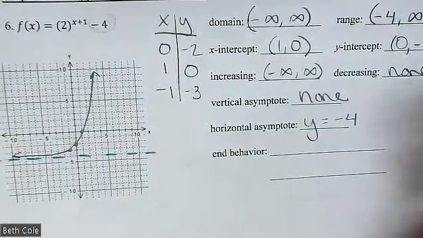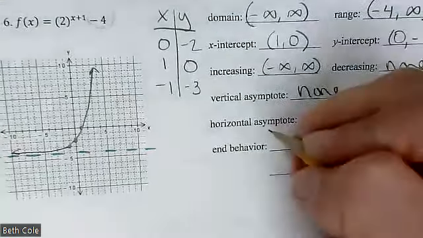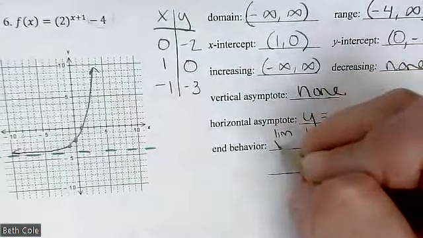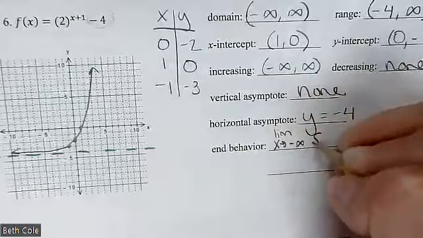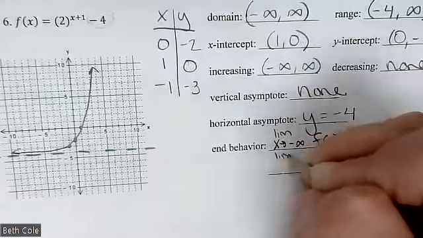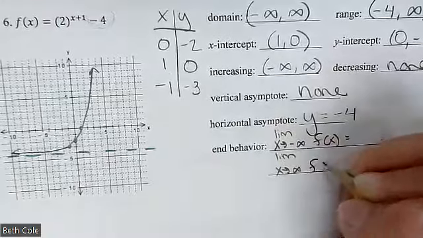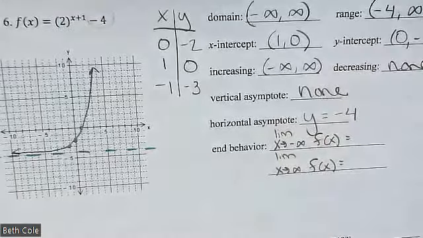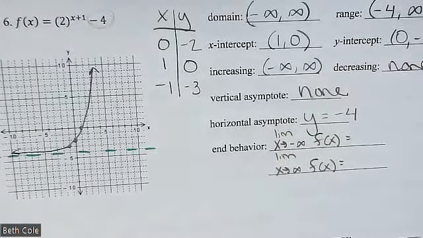End behavior, it's been a minute. So you just have to remember how to write it. It's limit x goes to -infinity of the function. Limit x goes to +infinity of the function. It's been a little while since we've done that, so if you're like, hey, I don't remember that, give yourself a break. It's been a little bit of time.